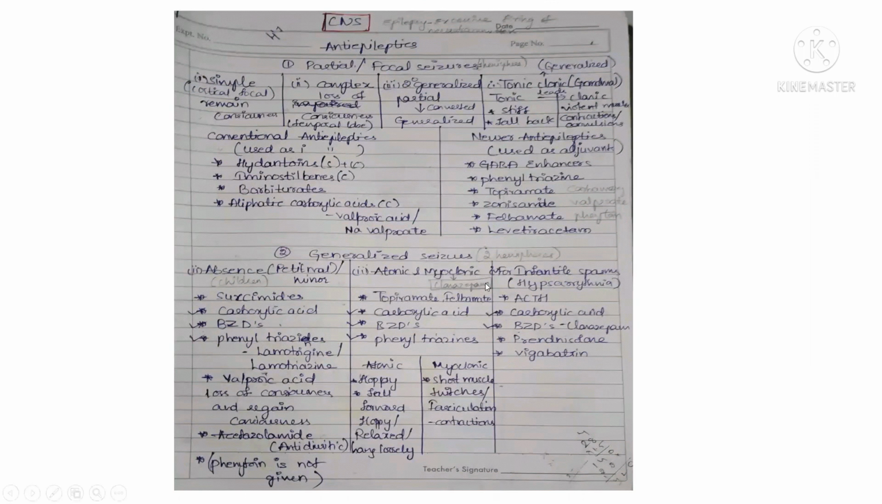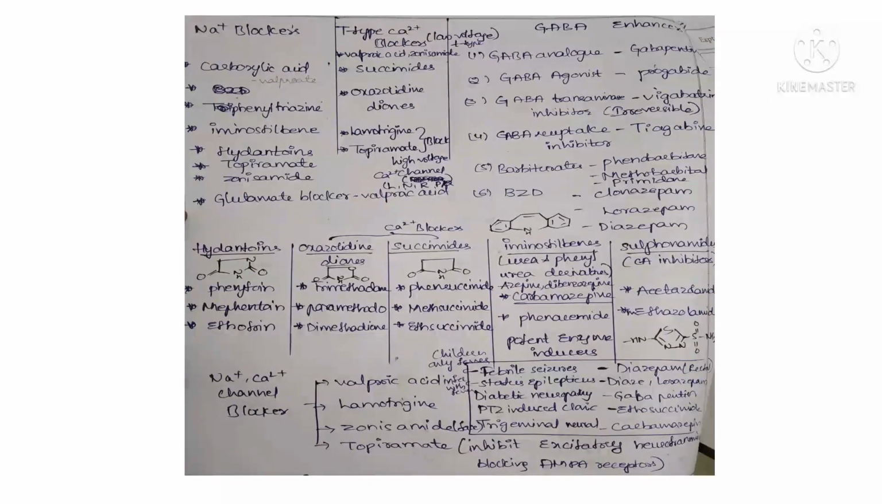Remember the type of seizure and also the condition, how the person will behave. Okay. And so now we'll study about the classification based on the mechanism of action. So initially we have seen three drug targets: sodium and calcium channel blockers, glutamate inhibitors, and GABA enhancers. So here we can see first one, sodium blockers: carboxylic acid, phenyltriazine, nothing but lamotrigine, and iminostilbene, hydantoin, topiramate, zonisamide.